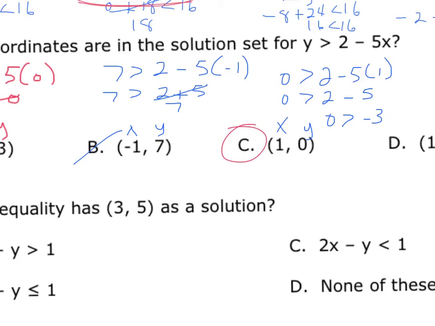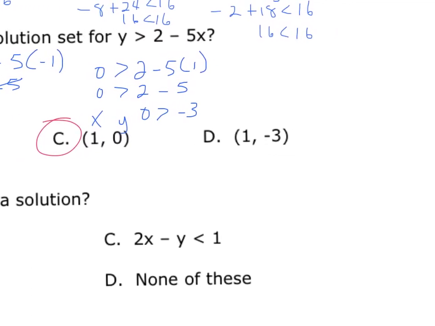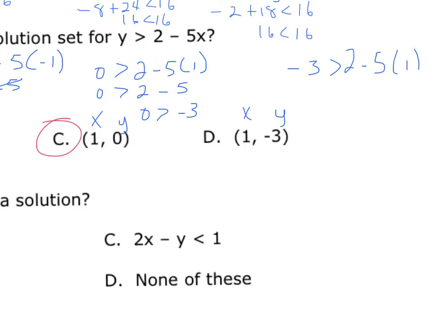And letter D, we're going to label x, y, and substitute the values in. So y is negative 3. And we're saying that that is going to be greater than 2 minus 5 times 1, or the value of x. Negative 3 is greater than 2 minus 5. And 2 minus 5 is negative 3. And negative 3 is not greater than negative 3. They're equal. So that is a false statement.